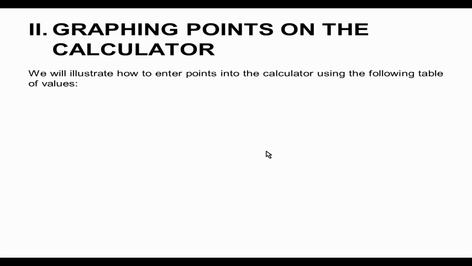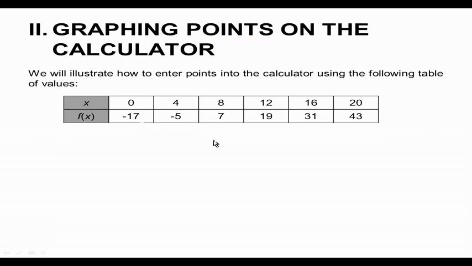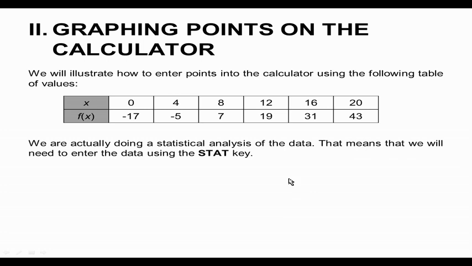So we're going to illustrate how to enter points into the calculator using the following table of values. So I'm going to give you the function defined in the table. So I've got 0, 4, 8, 12, 16, 20 for the x's. And f of x is negative 17, negative 5, 7, 19, 31, 43, and so on. Notice looking at the table, we can kind of get an idea for x max, x min, and so on. So we're actually doing a statistical analysis of the data. That means we will need to enter the data using the STAT key on your calculator.